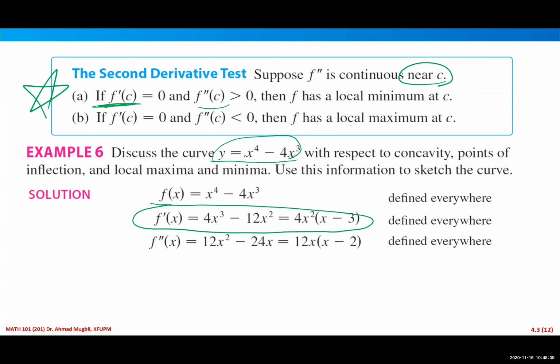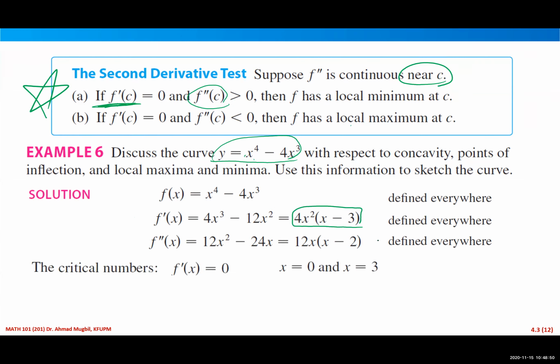Then you need the second derivative. Find the first derivative and then the second derivative. Now here you need to factor it because you will put it equal to 0, to find what? To find the critical numbers. Because we need f prime at c equal to 0. So f prime at 0 and f prime at 3 will be 0.